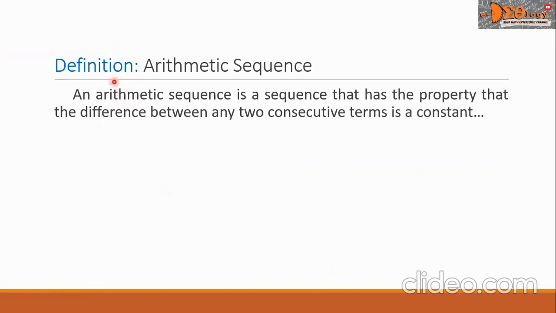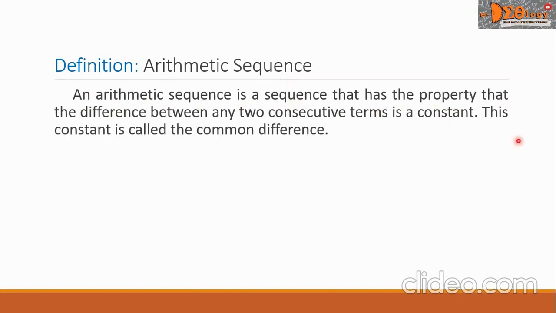First, let us define arithmetic sequence. An arithmetic sequence is a sequence that has the property that the difference between any two consecutive terms is a constant. This constant is called the common difference.